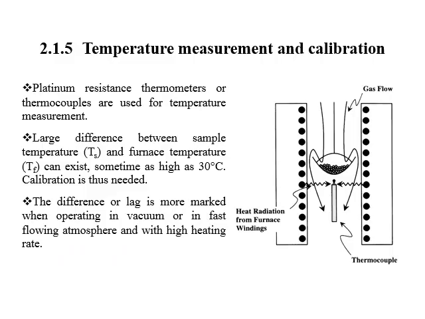Now we're going to talk a little bit about the calibration of a TGA, the temperature calibration. Platinum resistance thermometers or thermocouples are typically used for temperature measurement. Large differences between the sample temperature and furnace temperature can exist, so some kind of a calibration is absolutely necessary. If you're doing work in vacuum or in a fast flowing atmosphere, this difference can be even higher.